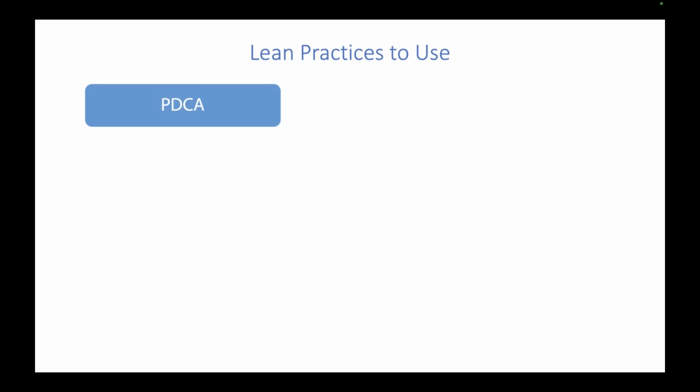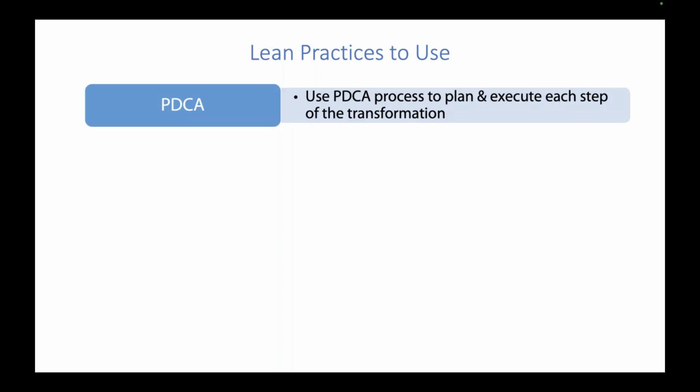First, the plan, do, check, adjust, or plan, do, check, act process. Use PDCA to plan and execute each step of the transformation. And I'm going to show you a slide in a couple minutes, you really want to think of the lean management accounting transformation as a series of PDCA steps. Okay, you plan something, you execute, you finish, then you move on.